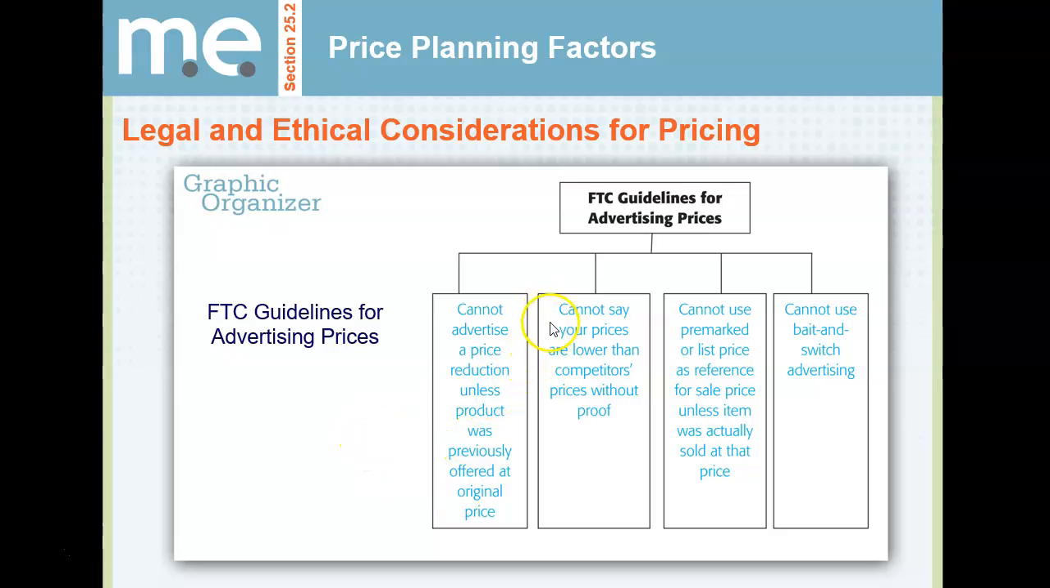You cannot say your prices are lower than the competitor's price without proof. You can't say it unless you're going to post it, mean it, do it, and act on it. And then you cannot use a pre-marked or list price as a reference for a sale price unless the item was actually sold at that price. It's like saying I can't randomly change my pricing stickers. I need to actually maintain a stickered listed price and discount from that point.